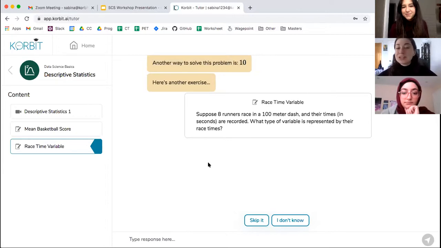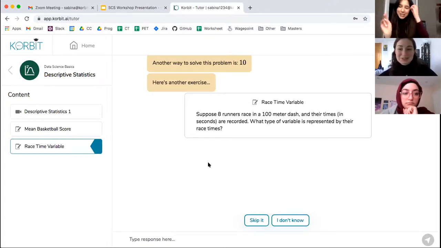Okay, so we've got another question here, which is asking us about 8 runners in a 100 meter dash and their times are recorded. And it's going to ask us what variable is represented by their race times. So I'll give you the options between a categorical variable and a numeric variable, both of which are presented in this video. So a categorical variable is one where the values represent one out of a number of categories, and a numerical variable is a variable where the values are numbers. So if anybody has an idea as to what this one might be.